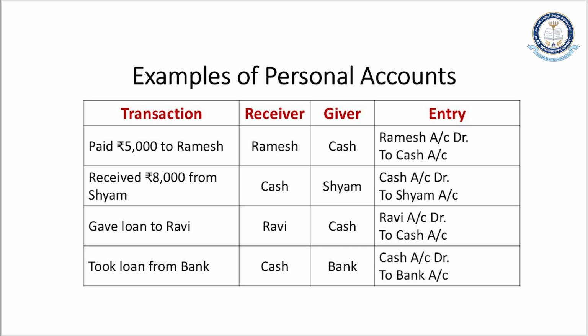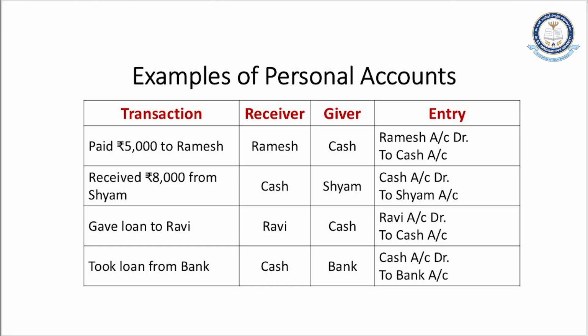Another example, the business gave a loan to Ravi. So our business has given a loan to Ravi. Now Ravi is the receiver. That means Ravi is going to be debited. So Ravi account is debited to cash account. One last example before we move ahead: a business took a loan from a bank. The business has taken a loan from the bank. That means the bank is the giver and we are the receiver. So the bank has to be credited. So cash account is debited to bank.